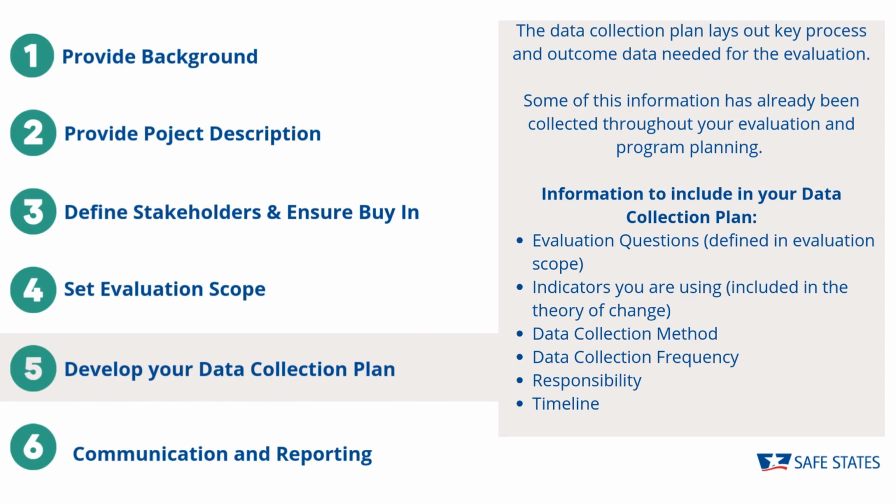Step 5 is putting together the full data collection plan. The data collection plan lays out key process and outcome data needed for the evaluation. Some of this information has already been collected throughout your evaluation and program planning. Information to include in your data collection plan includes evaluation questions, indicators you are using, data collection method, data collection frequency, responsibility, and timeline.